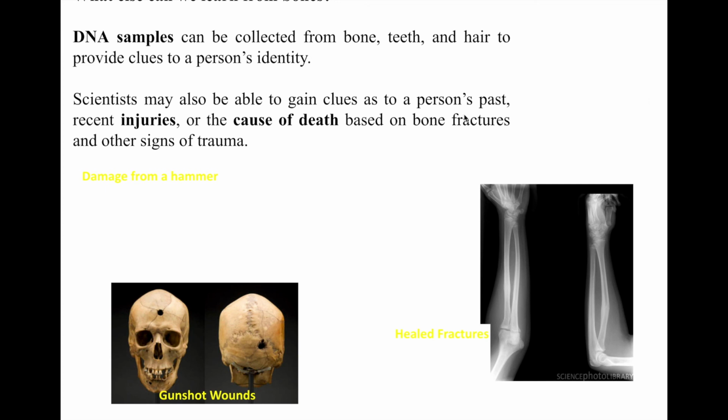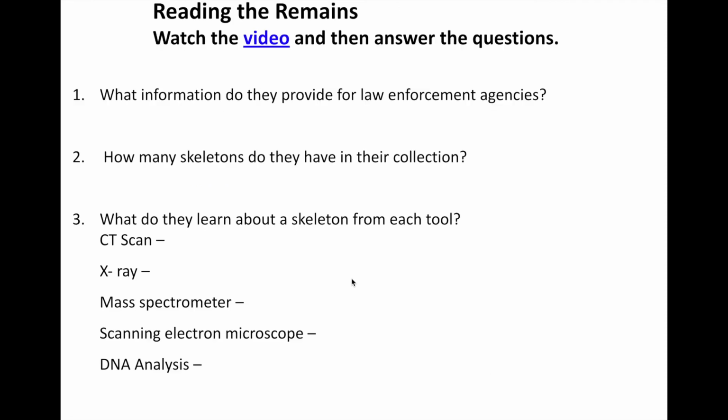I don't know where my damage from a hammer one is. Apparently that picture has disappeared, but here's damage from a gunshot wound. You can see the fracture marks on the skull. Here's a healed fracture. If you zoom in on this, you can see that there was in fact a fracture right here, and that it has since healed up. You can see that on x-rays. You could see it in real life as well if you were looking at actual bones.